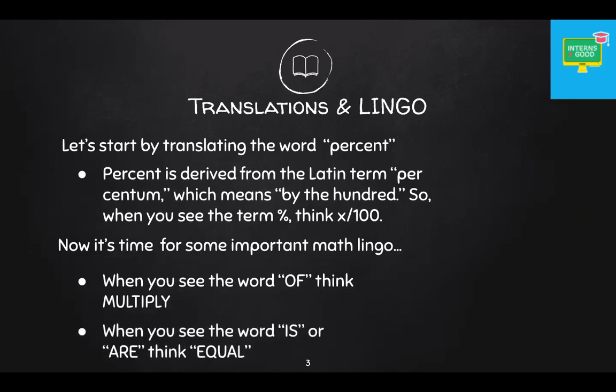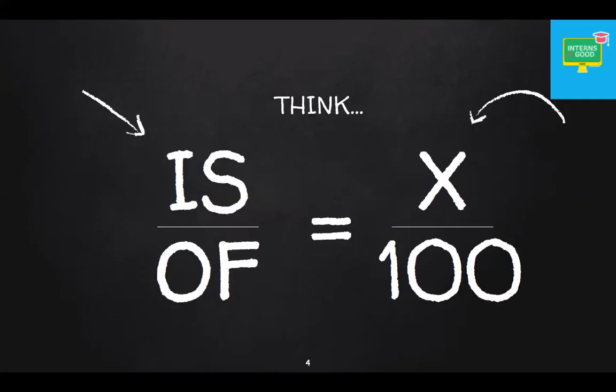If you are a little bit confused about this now, don't worry, because we will be doing some example problems where you'll be able to utilize this lesson. Also, when you are doing the problems, think of this equation. Is over of equals x divided by 100. Again, if you're not really sure what this means right now, don't worry. When you look at the example problems, hopefully this will be put into perspective.